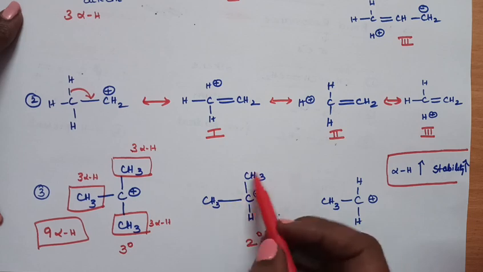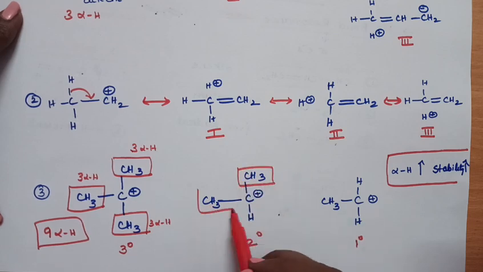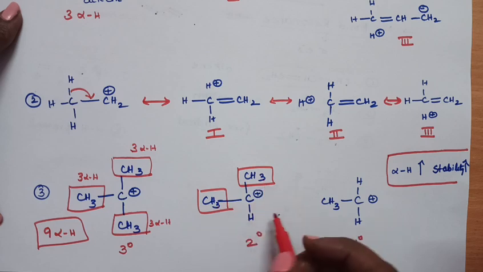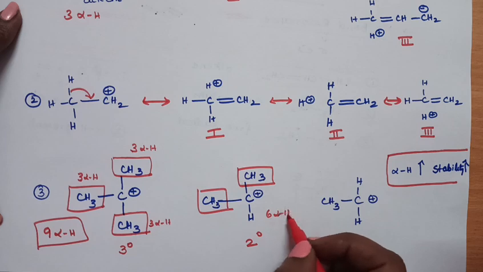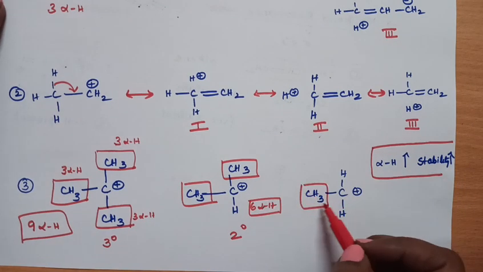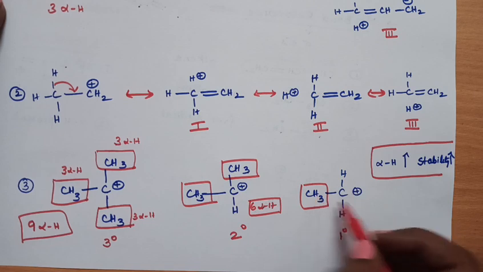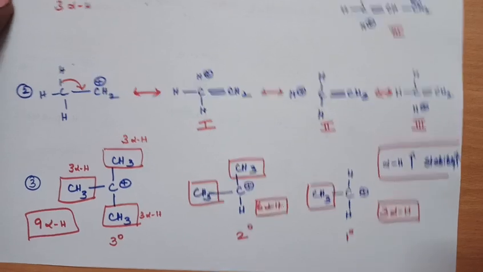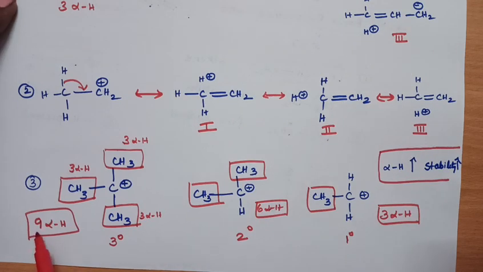In this structure you see, this is sp3 carbon, sp3 carbon. So the total alpha hydrogen atoms is 3 plus 3, 6. So here there are 6 alpha hydrogen atoms. And in this structure you see, this is sp3 carbon and the alpha hydrogen atoms are 3. So where there are more alpha hydrogen atoms? 9. Therefore this is more stable compared to this, where there are only 6 alpha hydrogen atoms.